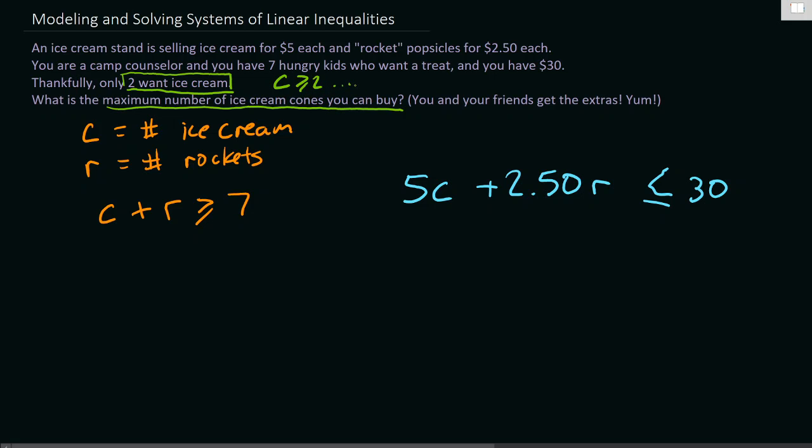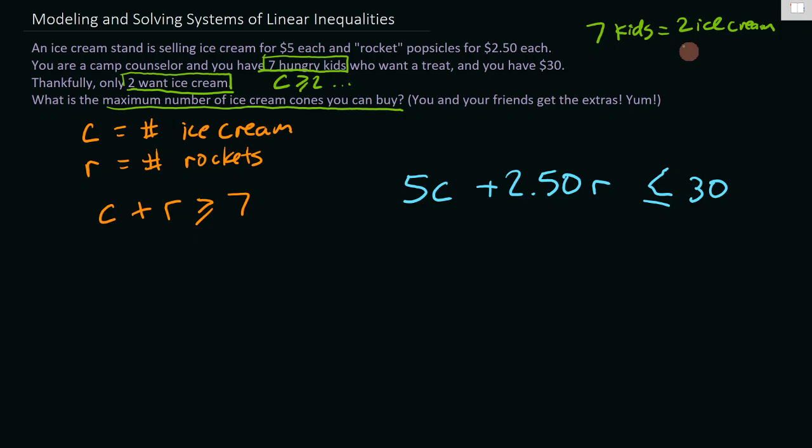Okay, but we also know that there are 7 hungry kids. So let's actually set up an equation for our 7 hungry kids, right? So we've got our 7 kids. I don't know if we really need an equation for this. Our 7 kids is going to be 2 ice cream. And by the power of subtraction, how many want rockets? 5.